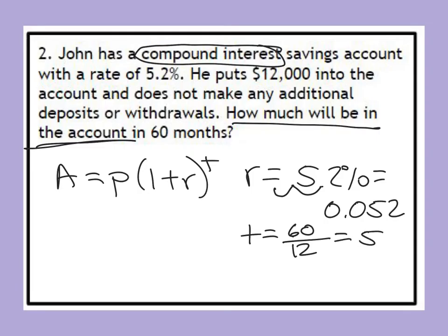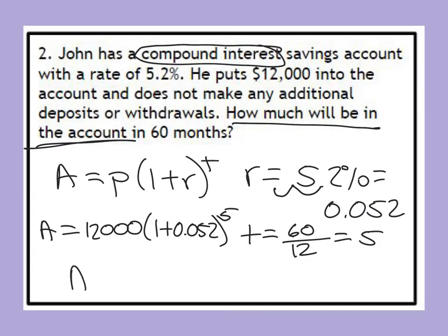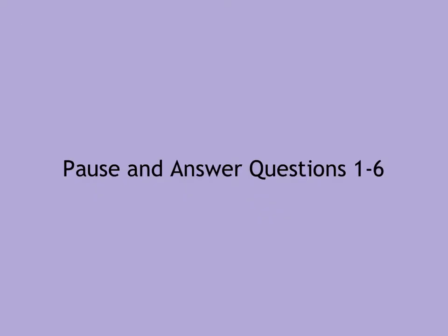So now I can go ahead and put those numbers into my formula. A equals my principal, which is 12,000, times 1 plus R, which my rate is 0.052, to the T power, which in years is 5. And then when I put that in my calculator, my total amount in my account is going to be $15,461.80.